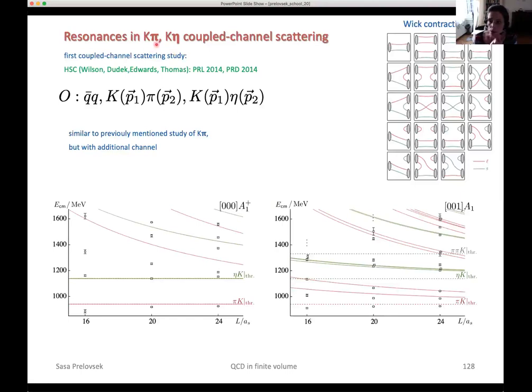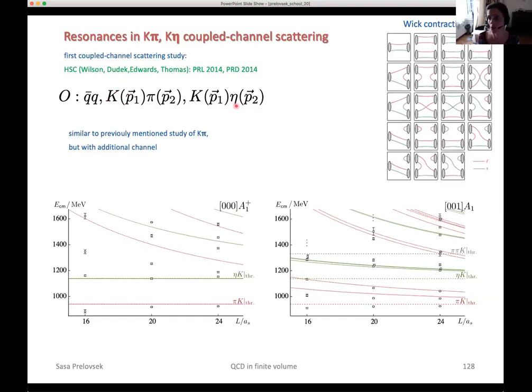K pi we just studied, so the strategy is similar. It's basically the same channel. K star would appear and kappa would appear. But this group also considered that it is actually coupled to another channel. Coupled means that in nature, if you have a K pi, it can turn out as K eta sometime later. That means that things are coupled. So you take the operators, q q bar operators, and you'll have operators of this type, K pi, and operators of K eta.